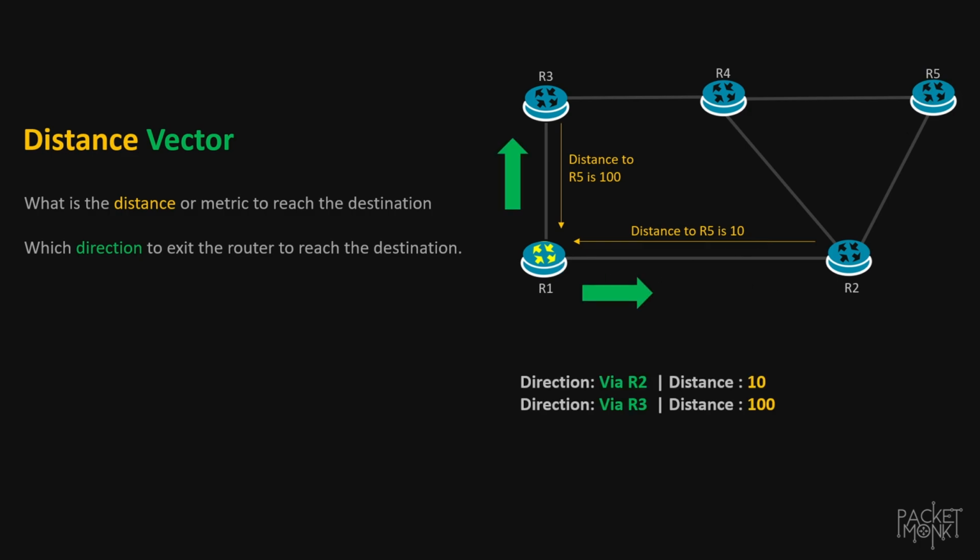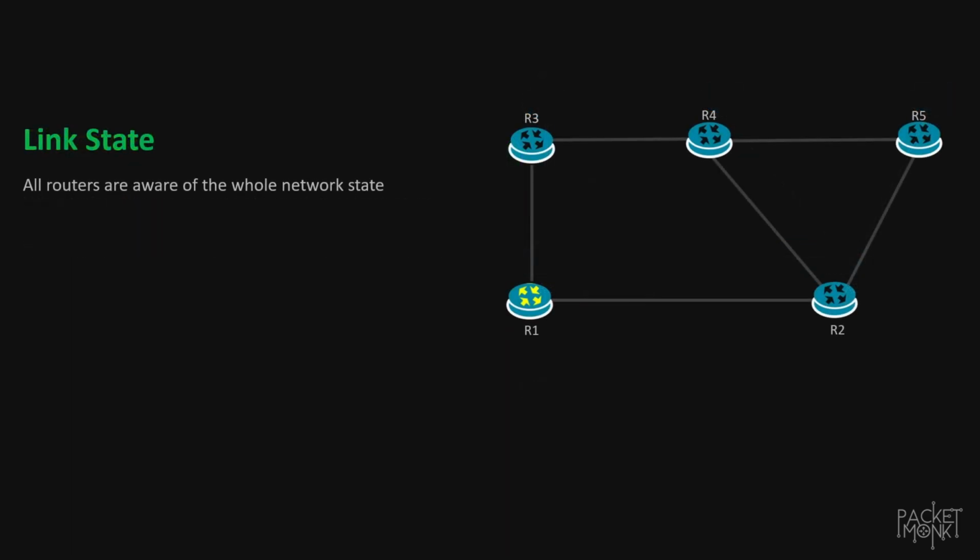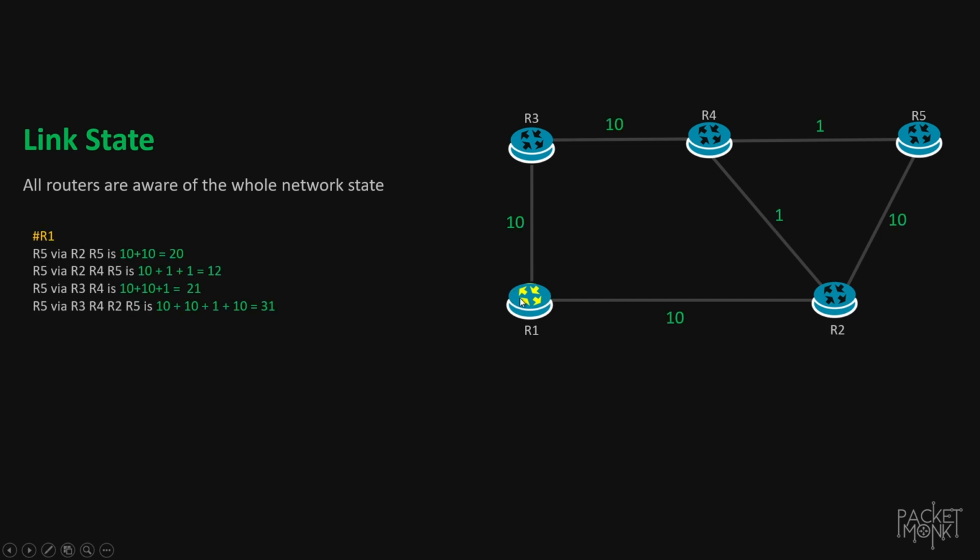In case of link state routing protocols, each router in the network is aware of the entire topology. For example, in this topology, R1 knows about the cost of all the links present in the network. So R1 can decide for itself which is the best path to reach the destination. I will cover this in more detail when I explain the working of OSPF because OSPF is a link state routing protocol.